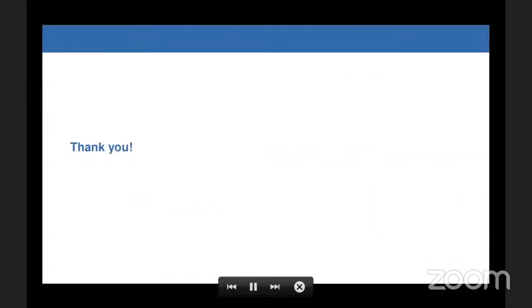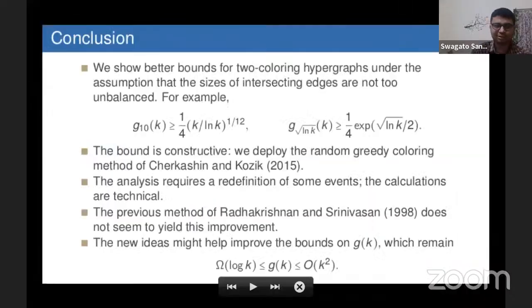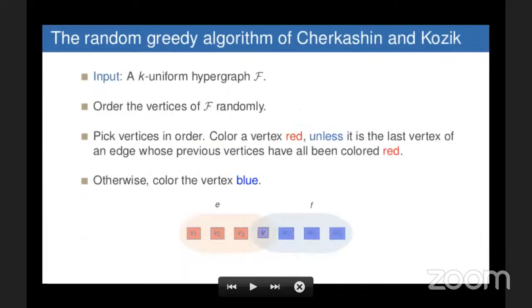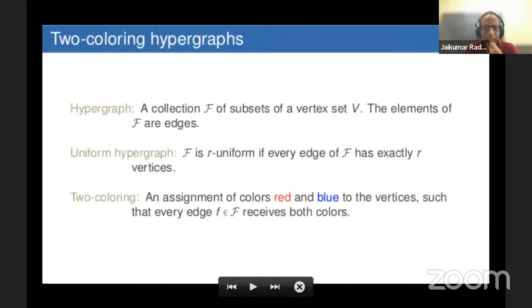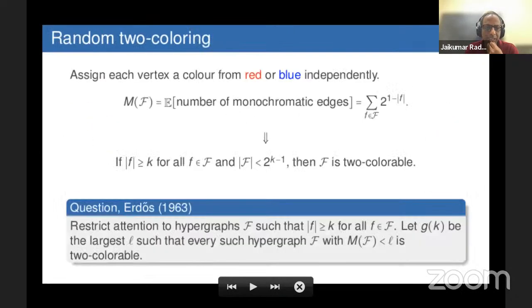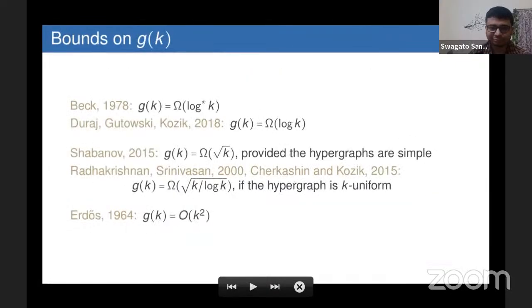So can I ask a question? Yeah, please. So what do you believe is the true value of g(k)? So actually, at the moment, even though we seem to be having difficulties in pinning down g(k) when the graph is not uniform, if the graph is not uniform, we don't have a good bound. It looks like log k. All constructions are still with k-uniform hypergraphs. So I think whatever is the truth for k-uniform hypergraphs is the truth for this problem as well.